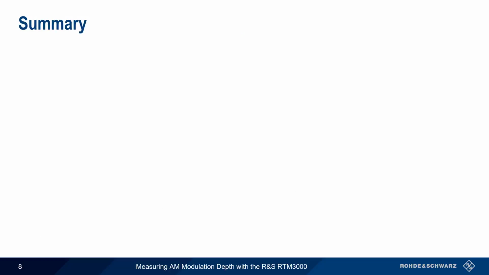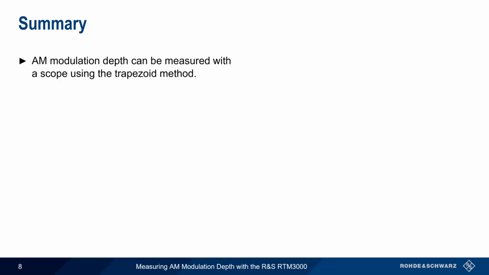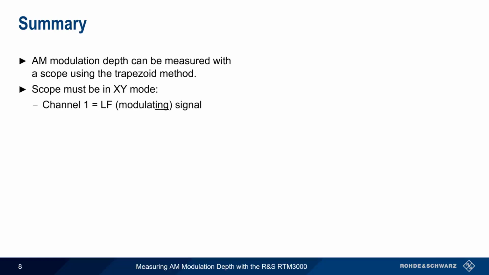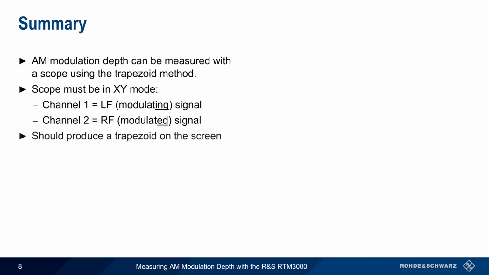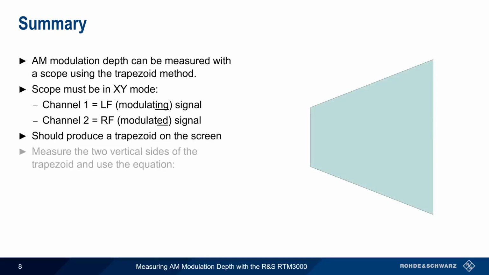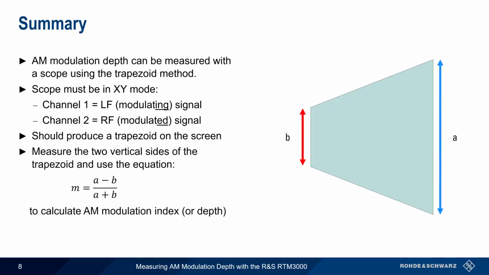Let's end with a short review. This presentation showed how AM modulation depth can be measured on an oscilloscope using the trapezoid method. This method requires the scope to be in XY mode with channel 1 connected to the low-frequency modulating signal and channel 2 connected to the modulated RF signal. This should produce a trapezoid on the screen. We then measure the two vertical edges of the trapezoid and use our simple equation to calculate the AM modulation index or depth. This concludes our presentation, Measuring AM Modulation Depth with the Rohde and Schwarz RTM3000.